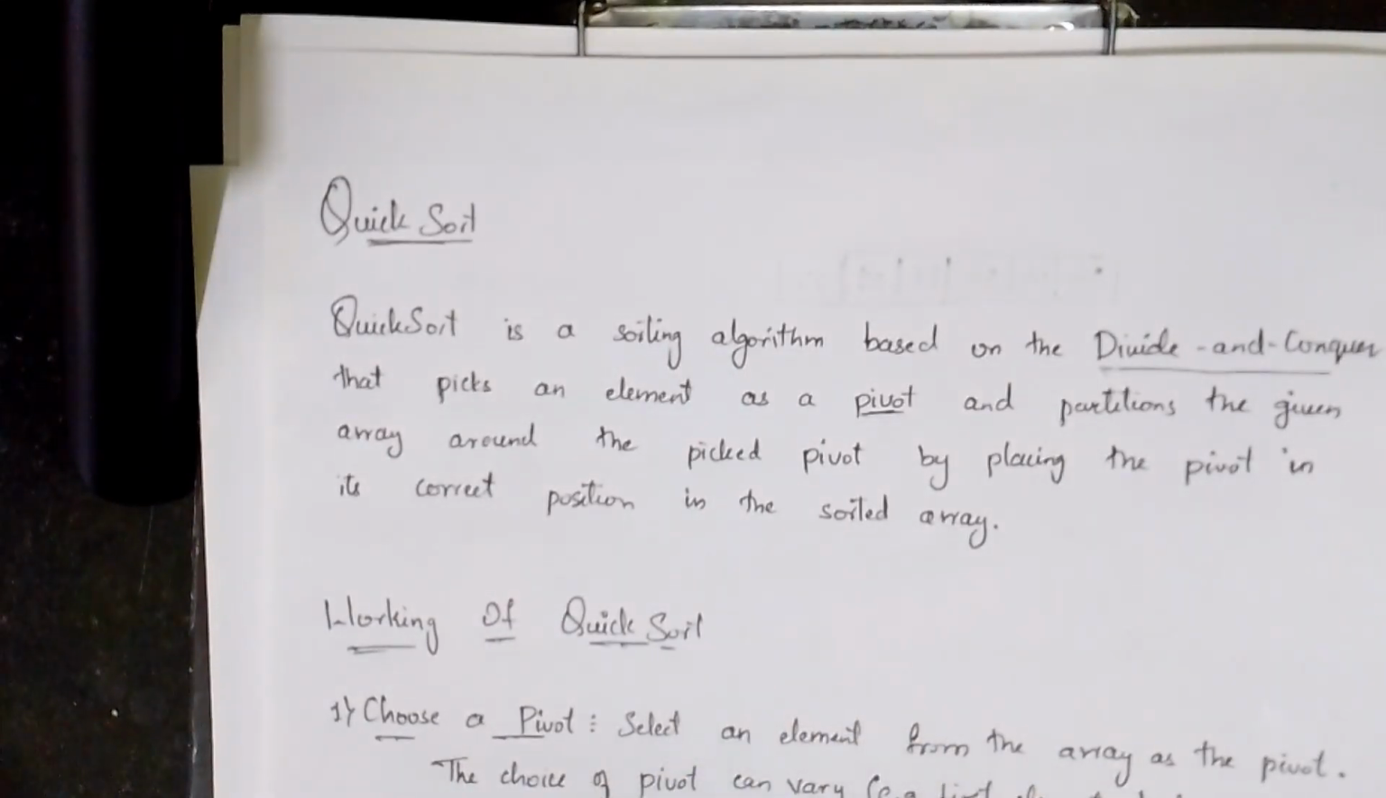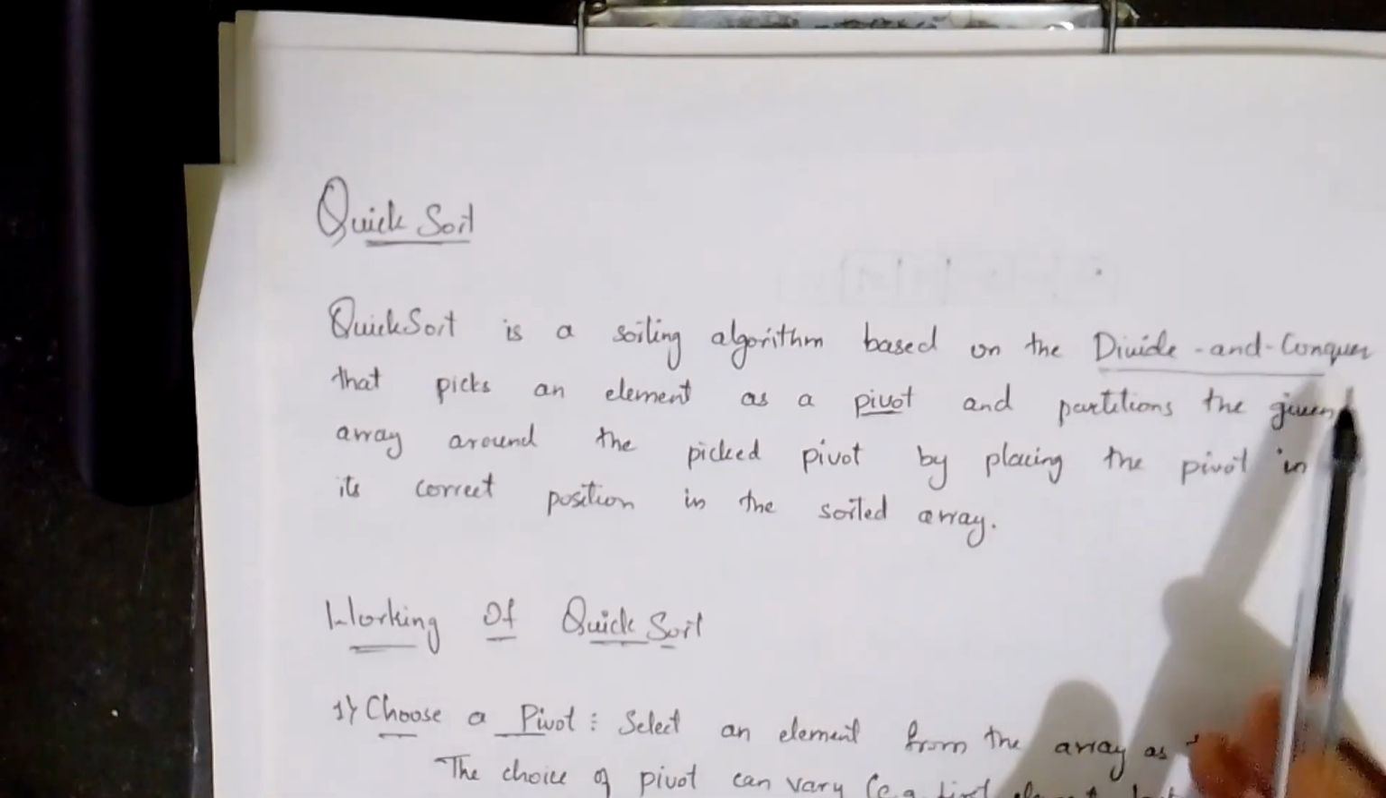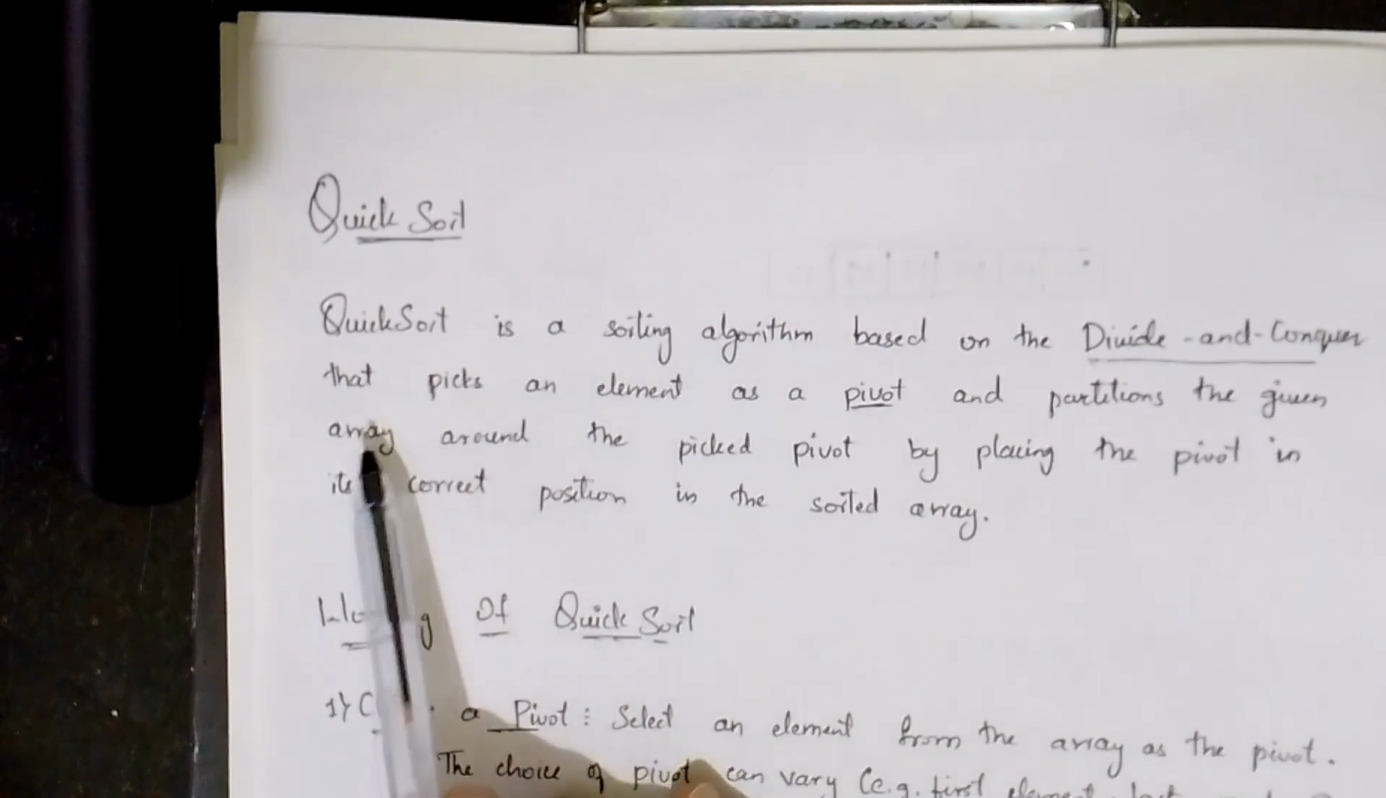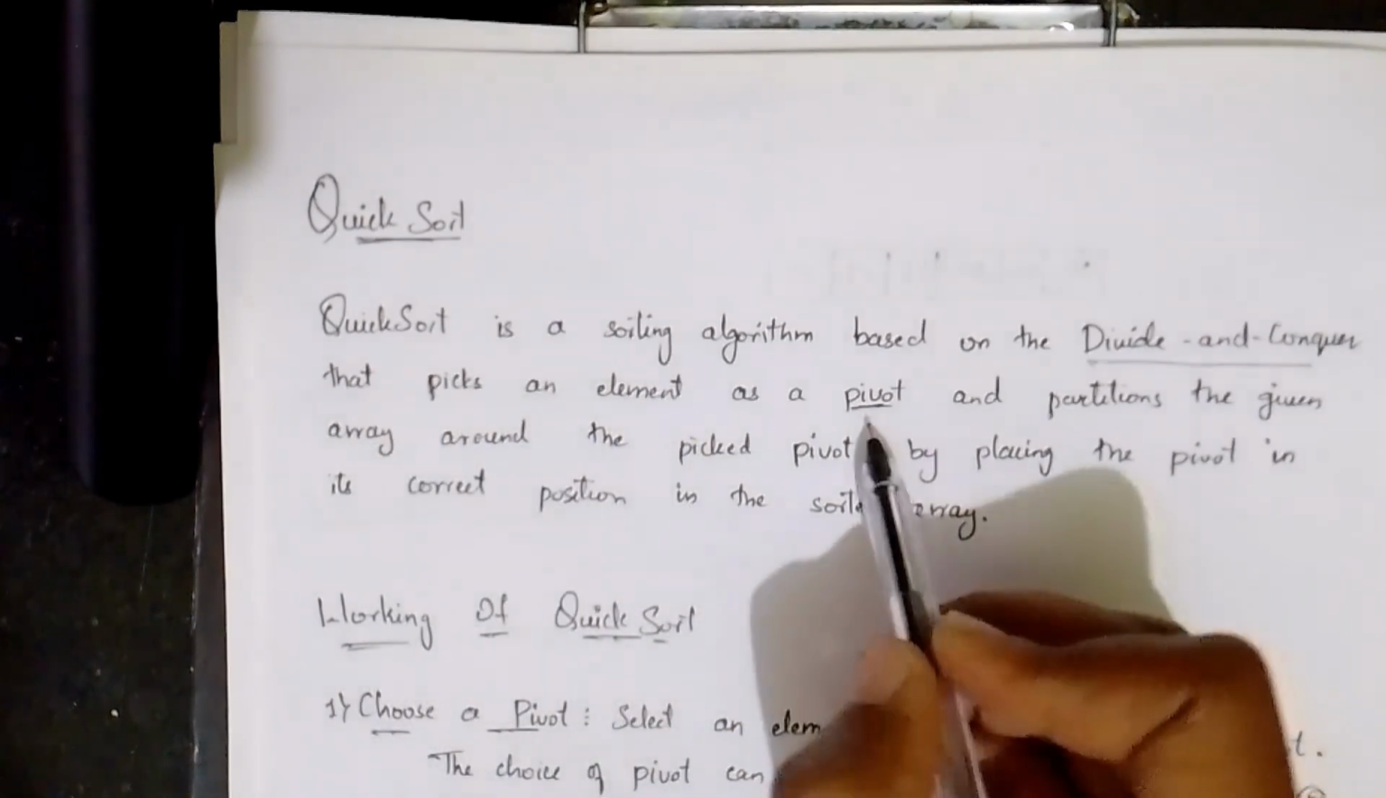Hello everybody. Today in this video we are going to discuss the quicksort algorithm. Quicksort is also one of the sorting algorithms, which is based on divide and conquer. In quicksort we have to pick an element as a pivot element.